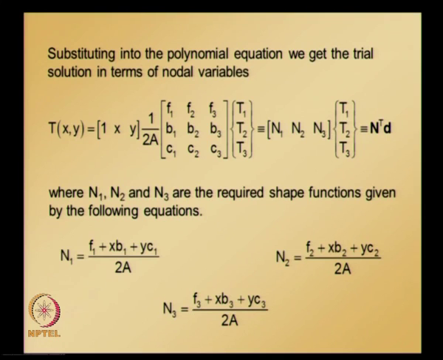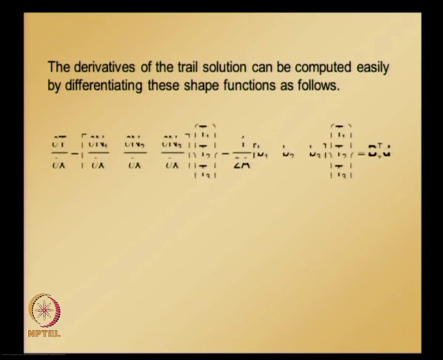The derivative of all these N's with respect to x and y is going to be a constant. So, that is why the 3 node triangular element is also called the constant strain triangular element, or CST. So, T can be written as N1 T1 plus N2 T2 plus N3 T3. So, the derivative of the trial solution T with respect to x and y can be written like this.